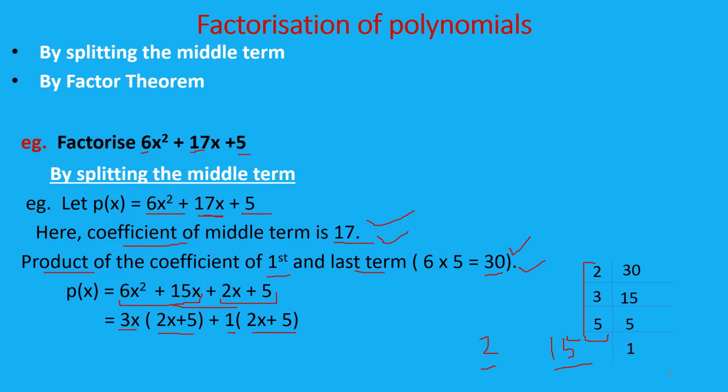So whenever we are using the method by splitting the middle term, the two terms within the bracket should be the same. So here one term is 2x plus 5, other is also 2x plus 5. That means till here our steps are correct. Now from both the terms we can take 2x plus 5 common. So after taking 2x plus 5, what is left? 3x plus 1. So these two are the factors of the polynomial p(x).